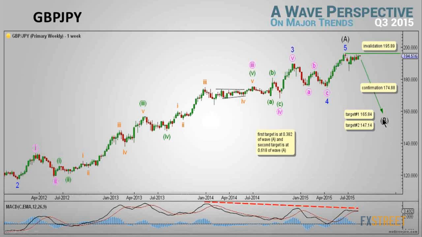174.88, and we have two targets for the completion of wave B black. The first target is at 165.84, as at that level wave B black will reach 0.382 the length of wave A black. And the second target is at 147.14, as at that level wave B black will reach 0.618 of wave A black. Pound yen is expected to find support in the middle of this target zone on the long term before reversing directions and moving toward the upside within wave C black.